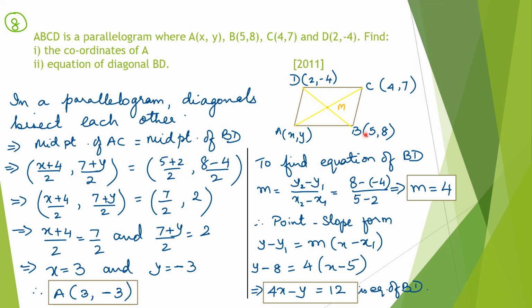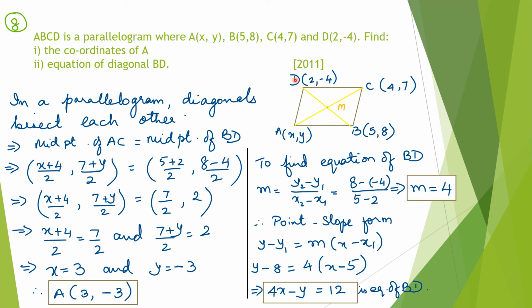Here the midpoint of BD is going to be 5 plus 2 divided by 2 and 8 plus minus 4 divided by 2. When I simplify on this side, I get 7 by 2 comma 2, and here I'm getting x is equal to 3 and y is equal to minus 3. That means the coordinates of A here are 3 comma minus 3. Don't leave it as x is equal to 3 and y is equal to minus 3. Write down A 3 comma minus 3.